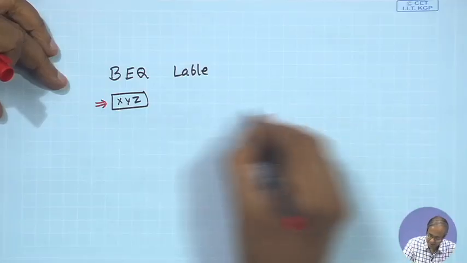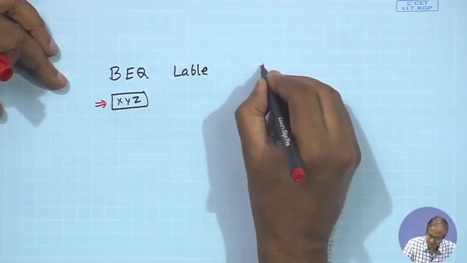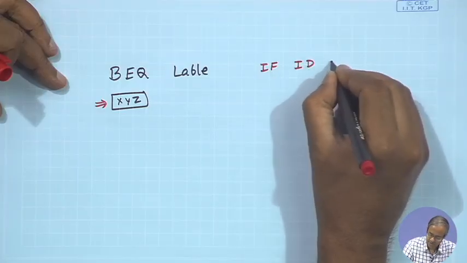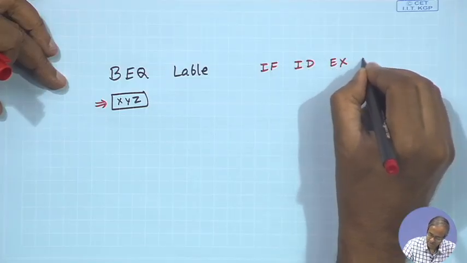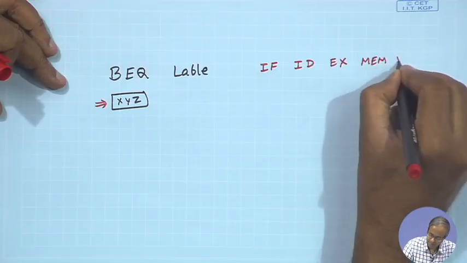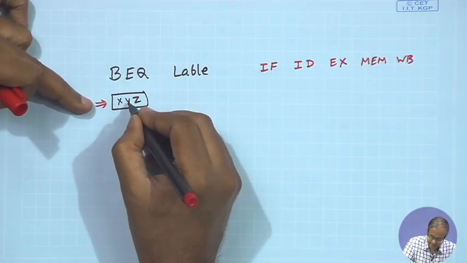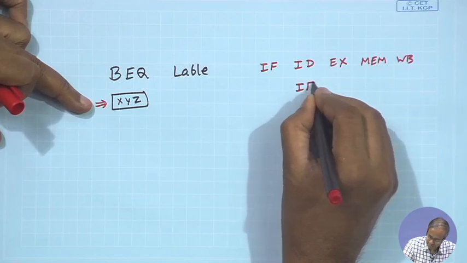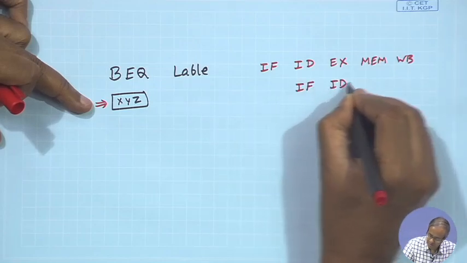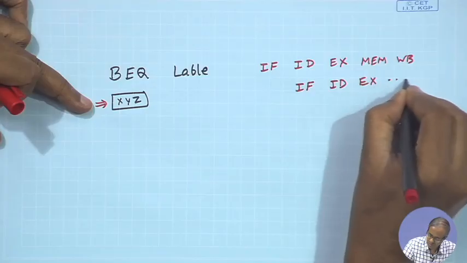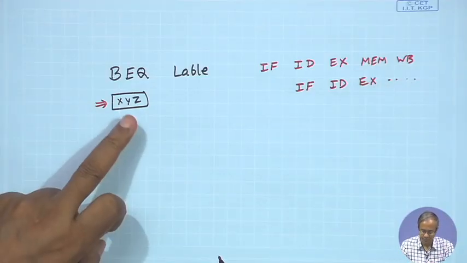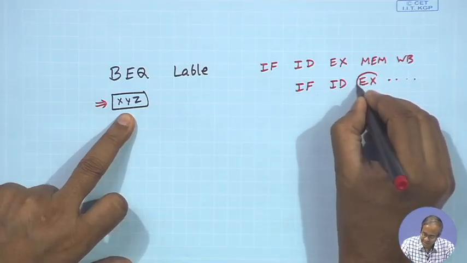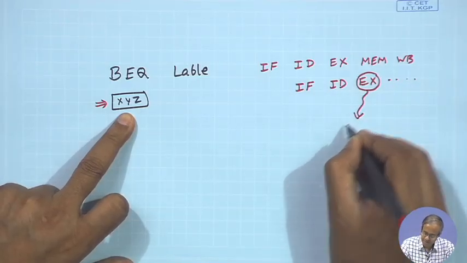In the pipeline, this branch instruction was already there, it was fetched, it was decoded, it was executed, it was supposed to do MEM and WB, and the next instruction is supposed to also execute along with it. So, XYZ is also supposed to be fetched here, decoded here, executed here, and so on. What I am saying is that suppose this instruction during the EX stage generates an interrupt.